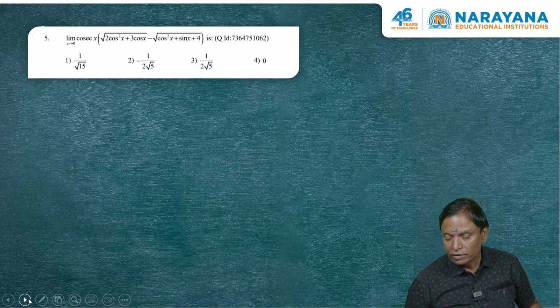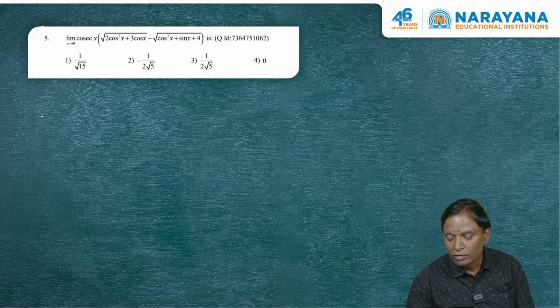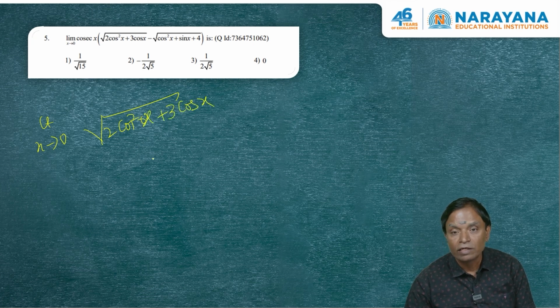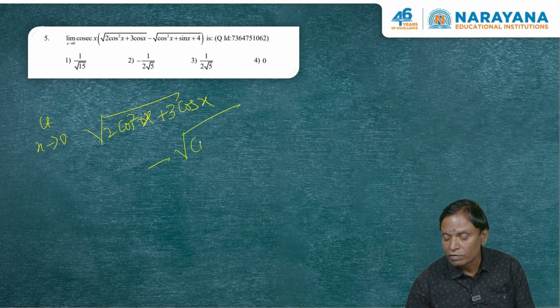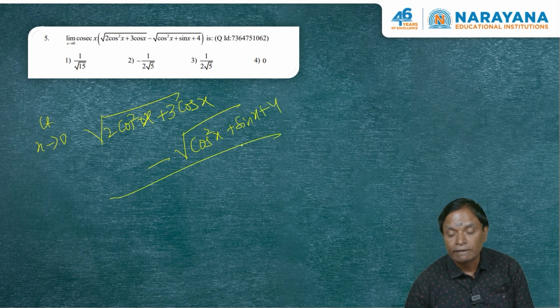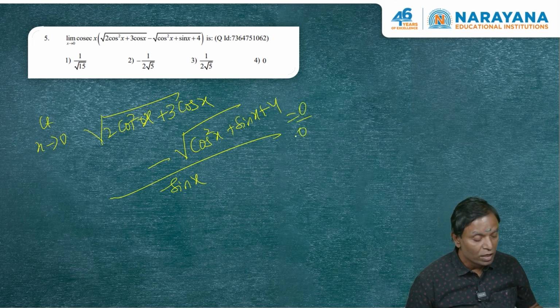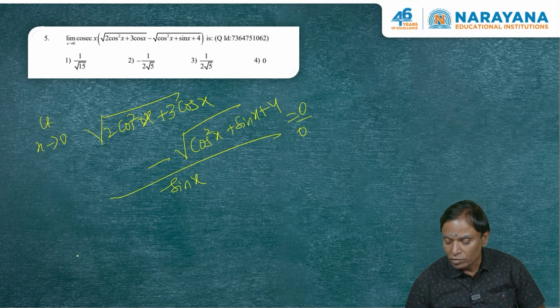You are given the fifth one, limit x tends to 0. You can write under root of 2 cos square x plus 3 cos x minus root of cos square x plus sin x plus 4, by sin x. Now you can apply the limit, which gives you 0 by 0. Now what you can do is go for L'Hopital's rule. L'Hopital's rule gives you f dash 0 by g dash 0.